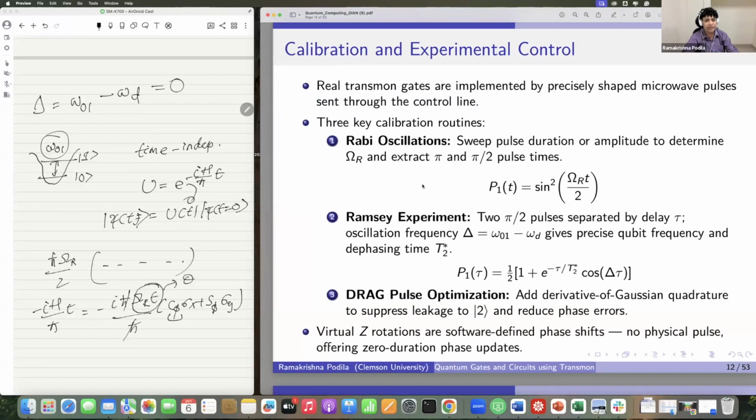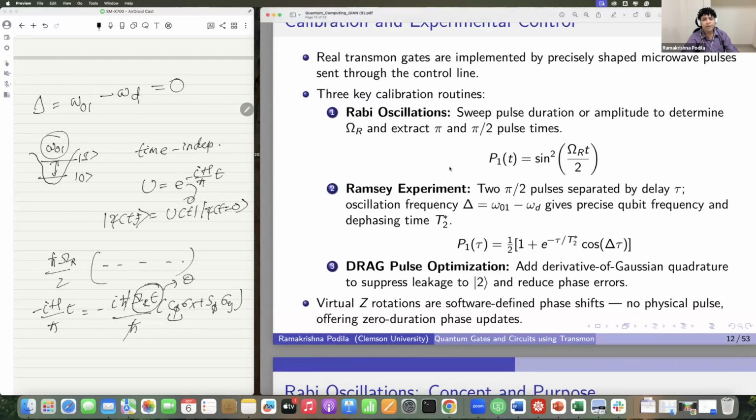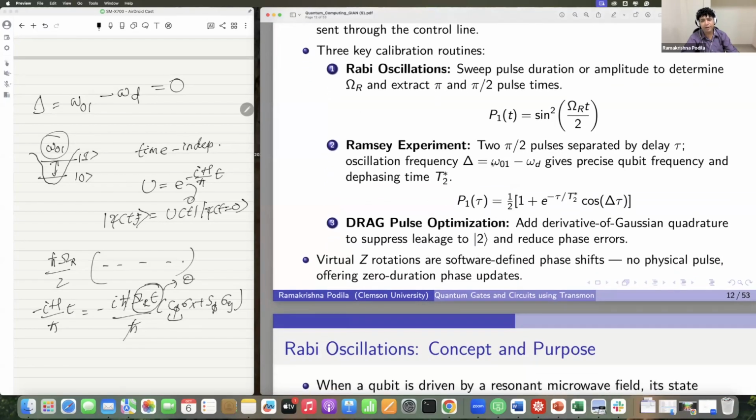And there are multiple calibration routines. One is called the Rabi oscillations. What you do is sweep some pulse, and from whatever results, you can figure out this omega R by 2, and from there you can figure out the energy difference. You can also do a Ramsey experiment, where you can figure out the difference between this omega 01 and omega delta. We'll look at these two in greater detail.